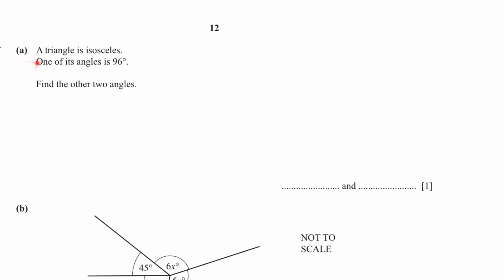The next question, a triangle is isosceles. One of its angles is 96. Find the other two angles. When you have a question like that, it's a very good idea to just make a small sketch on the side. And when we do that, we will get this triangle.